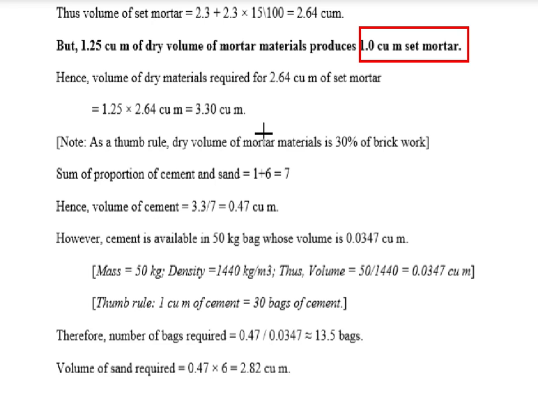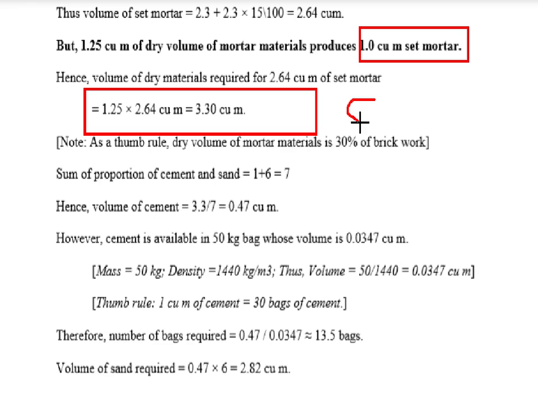So for 10 cubic meter of first class brick construction, we require 3.30 cubic meter of dry volume of material. Material includes cement plus sand. This is your material.